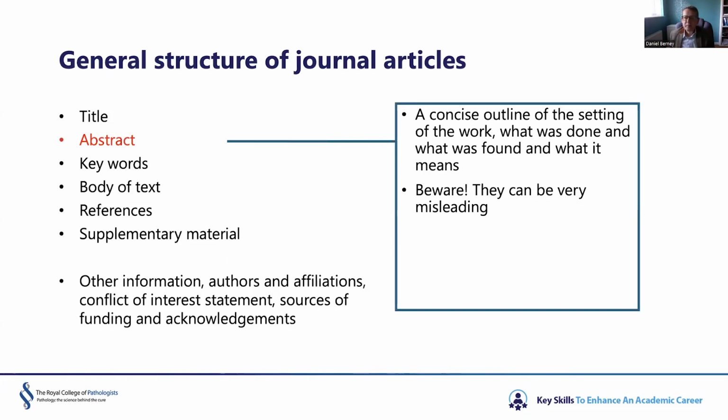The abstract. You need to include a concise outline of the setting of the work, what was done, and what it means. You can be misleading in an abstract, so beware. Personally, if the abstract includes confidence intervals and things like that, that's much better. It should include a confidence interval if they're in the paper. A bit of stats in there does no harm whatsoever to draw the reader in that this is important new work.